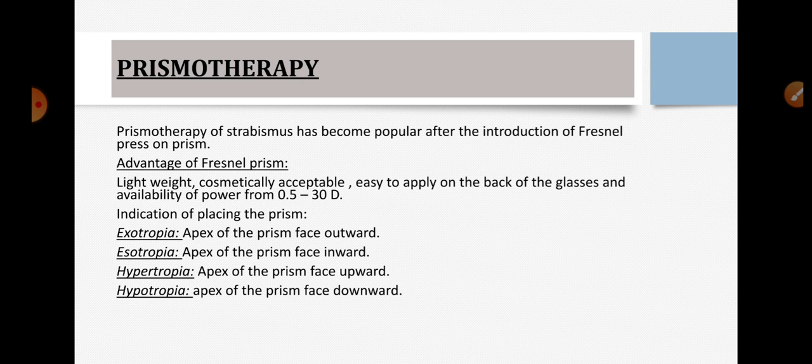So if the person is having exotropia, then the apex of the prism faces outward, that means base in prism. Esotropia, the apex of the prism faces inward, that means base out prism. Hypertropia, the apex of the prism faces upward, that means base down prism. And hypotropia, the apex of the prism faces downward, that means base up prism.